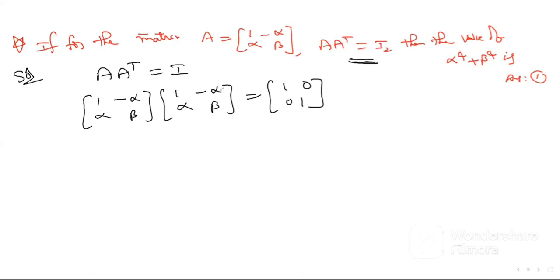From this condition, we have to find first the alpha, beta values. First do the multiplication. Here, first row multiplied with first column. What do we get here? First row, first column: 1 plus alpha square, with A transpose.